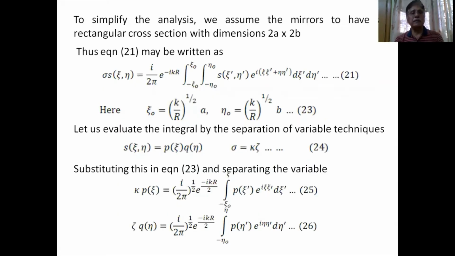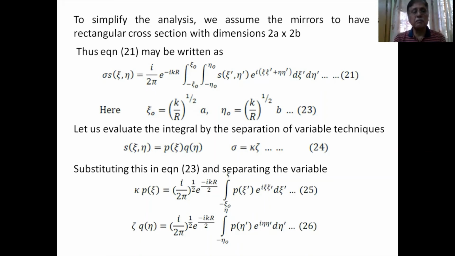Now, to simplify the analysis, we assume the mirrors to have a rectangular cross-section with dimensions 2a and 2b. Thus, equation 21 that we have just written may be written like sigma S xi eta is equal to I by twice pi exponential minus IKR.